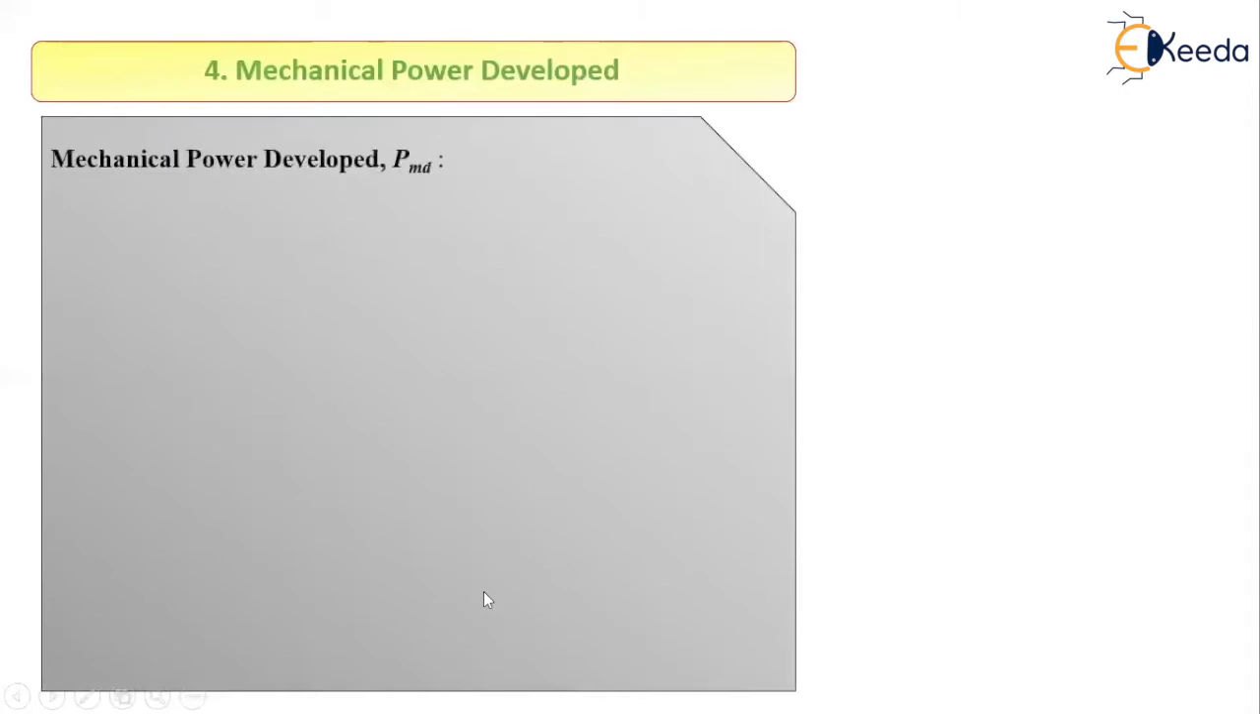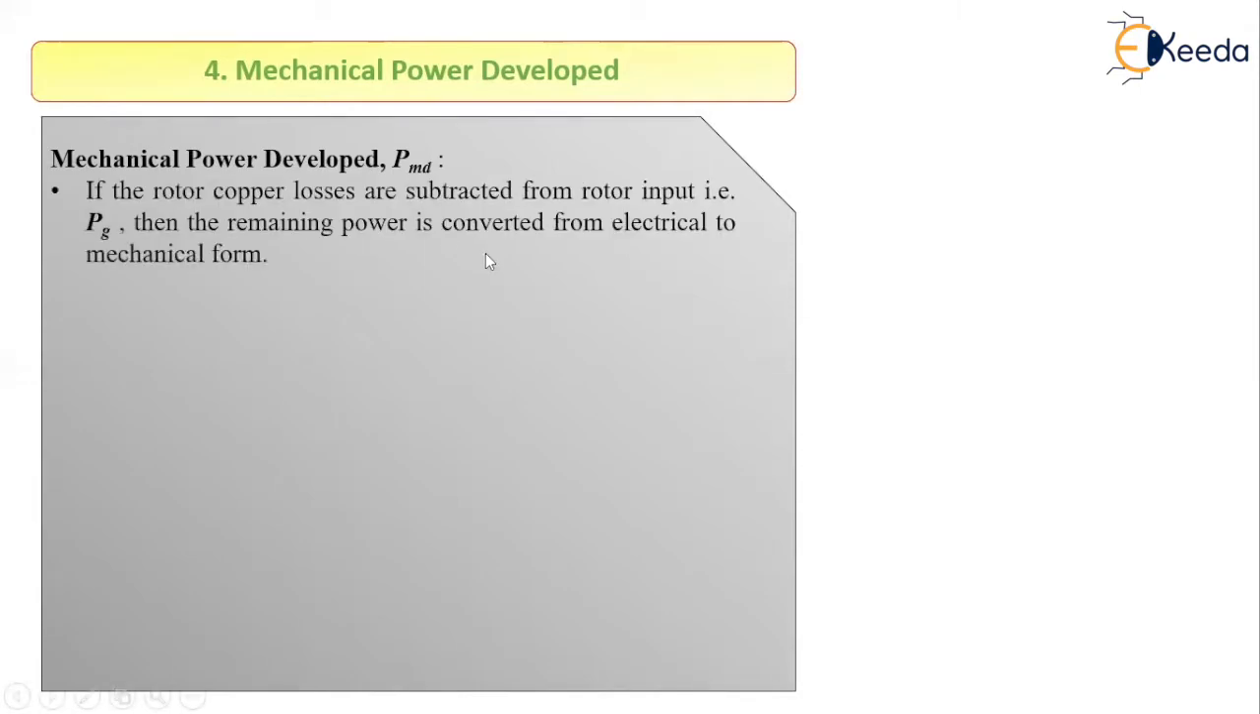Now let us see what the mechanical power developed is. Till now what we have seen is that input is given to the stator, that is the input power to the stator. After subtracting the losses, we get the power output of the stator, which is nothing but the air gap power or rotor input power. Now when the power reaches the rotor, there are certain losses in the rotor as well. Now when we subtract the rotor copper losses from the rotor input power, then whatever power is left will get converted into mechanical energy.